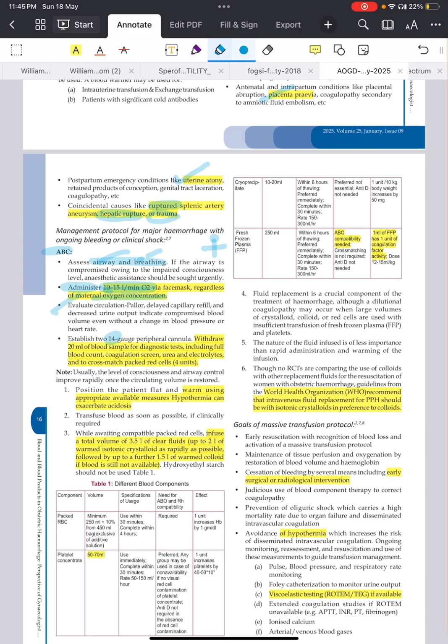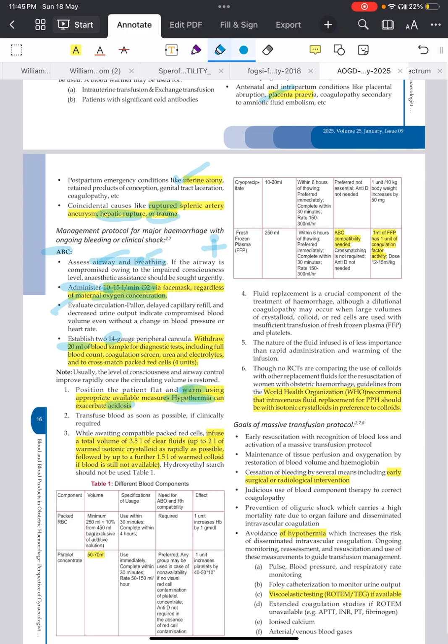You'll take a 14 gauge needle, then you'll withdraw 20 ml of blood for all the blood tests, and you'll start giving IV fluids. You will give warm fluids. Okay, why are you giving warm? Because low temperature causes hypothermia, and it causes acidosis.